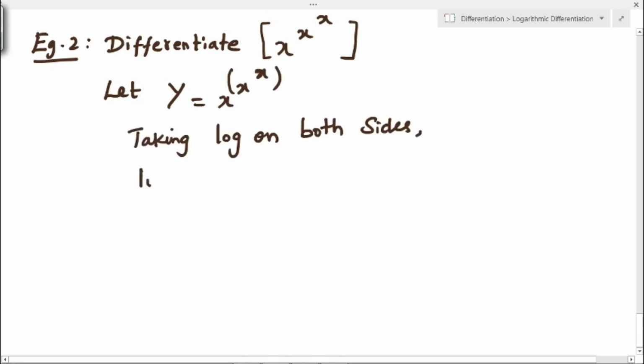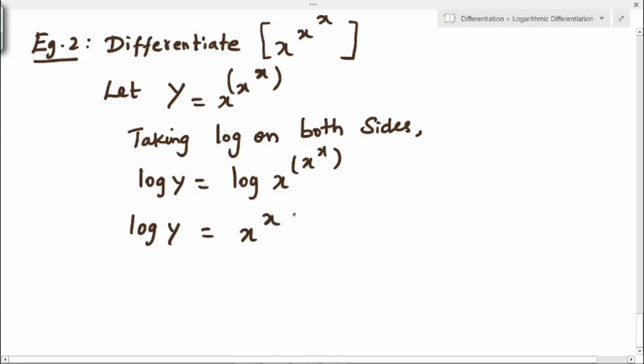On the left hand side, log y equal to log of x to the power x power x. This can be written as log y equal to, we write the power term at the front, so x power x log x. I am just taking the power value to the front, that is x power x into log x.